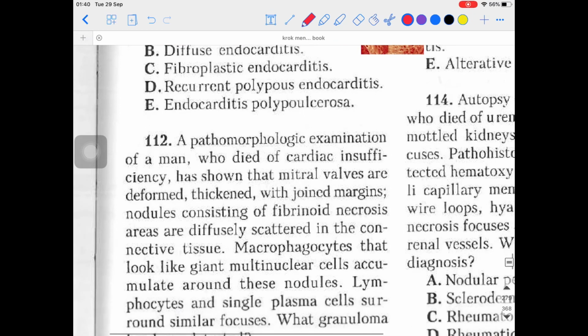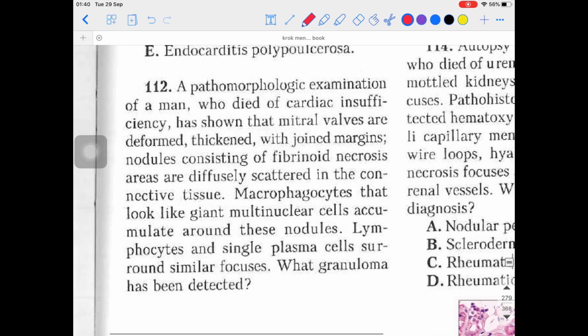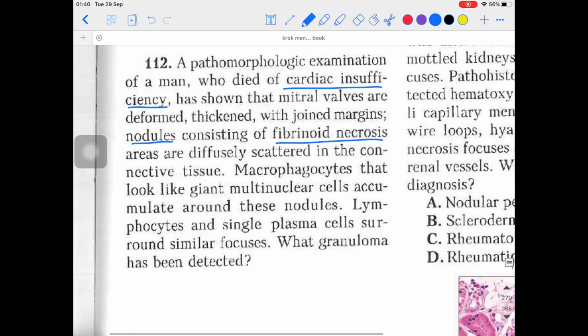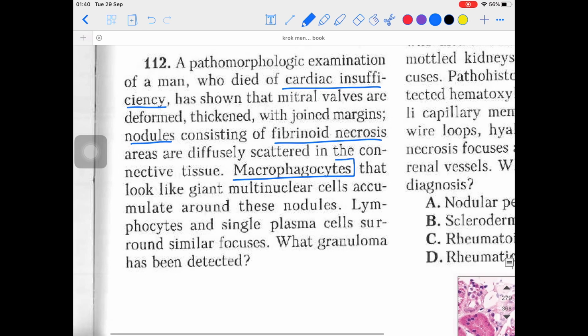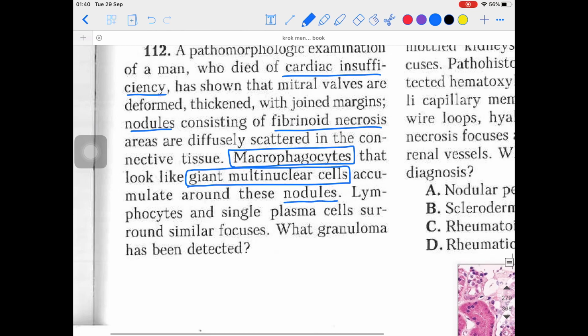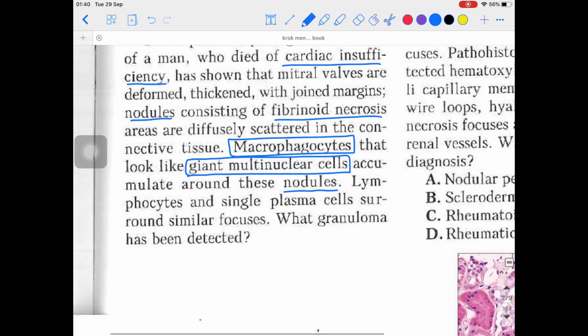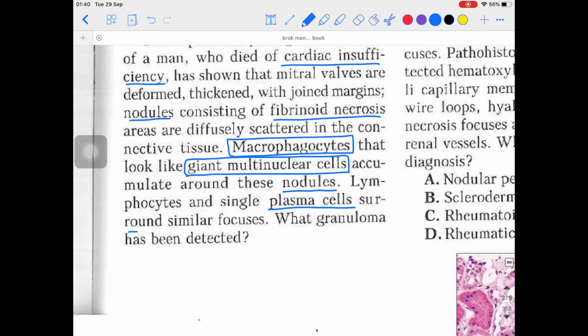Question number 112. A pathomorphological examination of a man who died of cardiac insufficiency has shown that mitral valves are deformed, thickened at the joint margins. Nodules consist of fibrinoid necrosis. Areas are diffusely scattered in the connective tissue. Macrophagocytes that look like giant multinuclear cells accumulate around the nodules. Lymphocytes and single plasma cells surround the similar focuses. What granuloma has been detected?